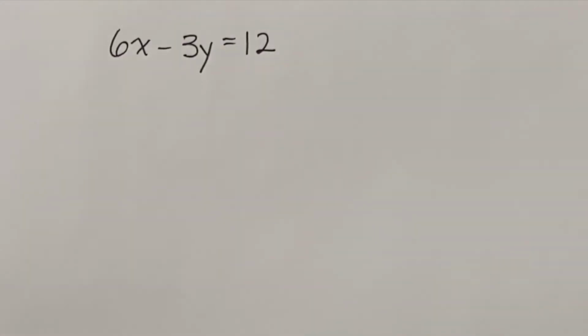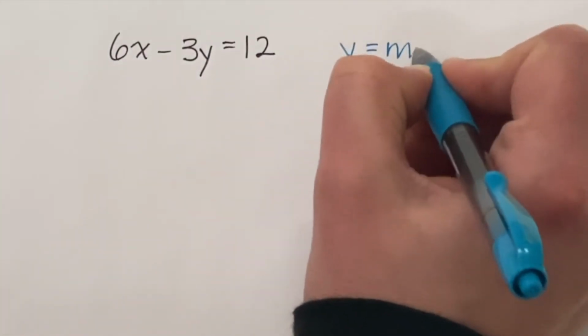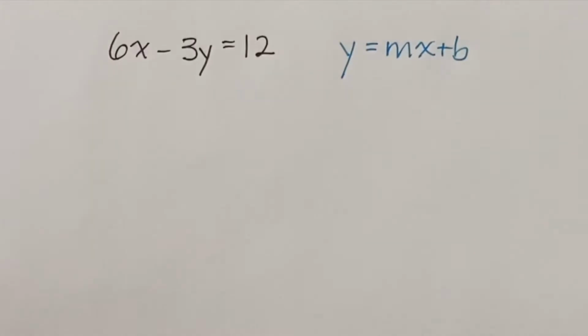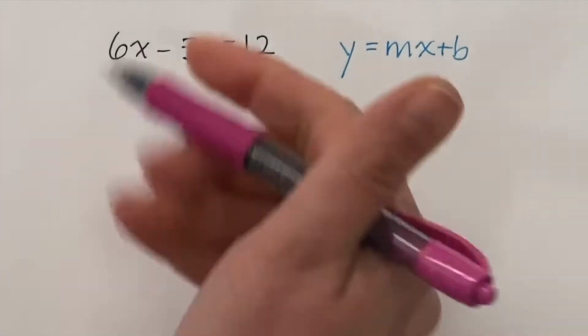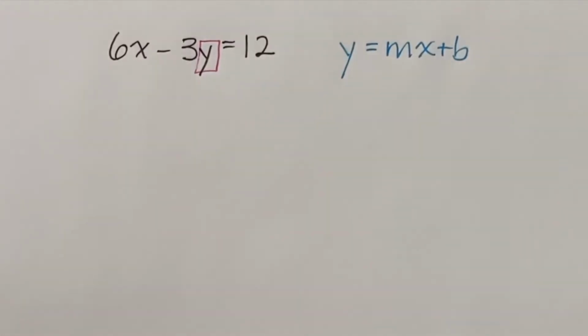We are now going to look at an equation that is in standard form, but we need to change it to slope-intercept form. So, as you recall, slope-intercept form is when it is in y equals mx plus b form. So we need to effectively isolate the y variable. So that's right here, which means we need to get rid of the 6x and the negative 3.